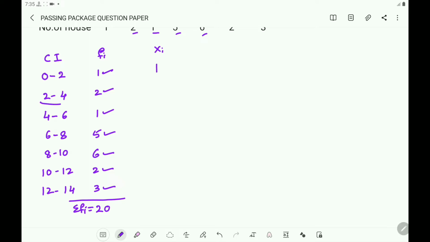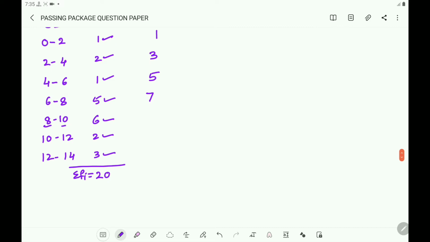So it is 1. Again 2 plus 4 divided by 2. 2 plus 4 is 6, and 6 divided by 2 is 3. Listen to it properly, 6 divided by 2 is 3. Then 4 plus 6 is 10, 10 divided by 2 is 5. 6 plus 8 is 14, 14 divided by 2 is 7. Then 8 plus 10 is 18, 18 divided by 2 is 9.